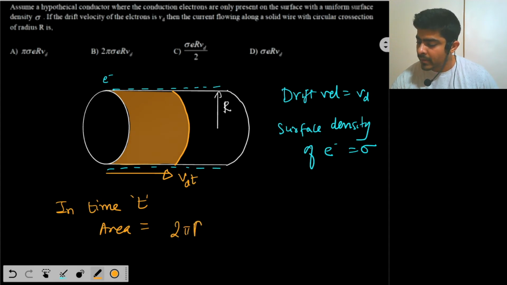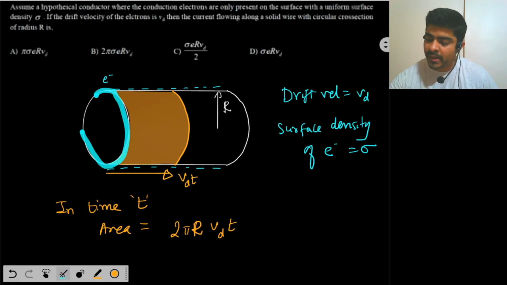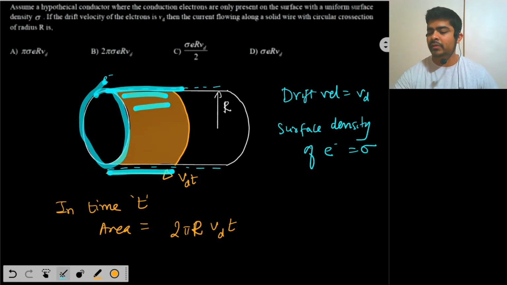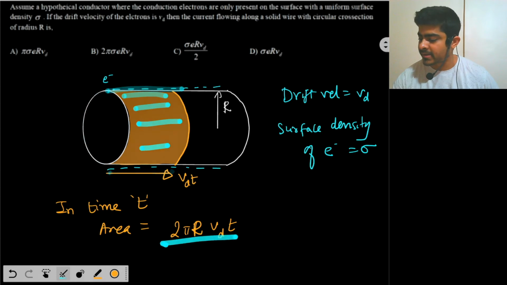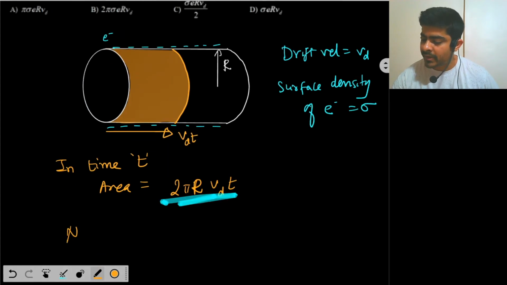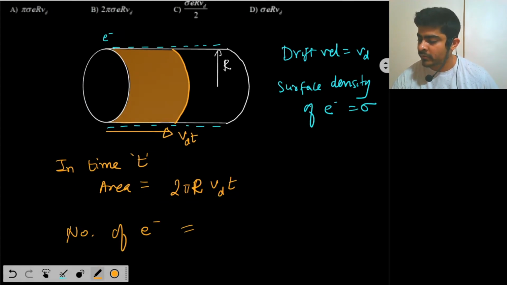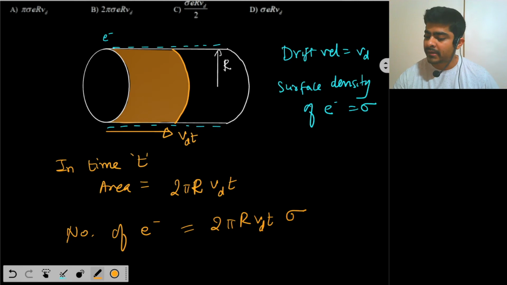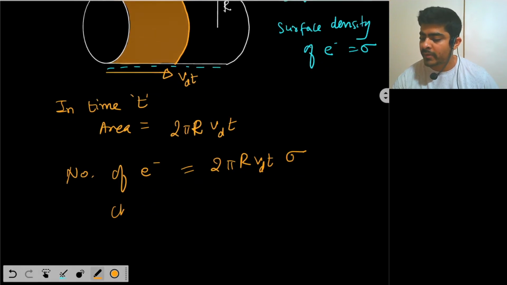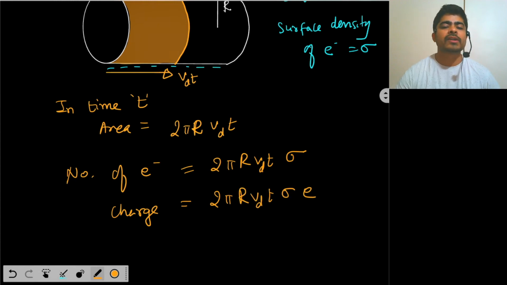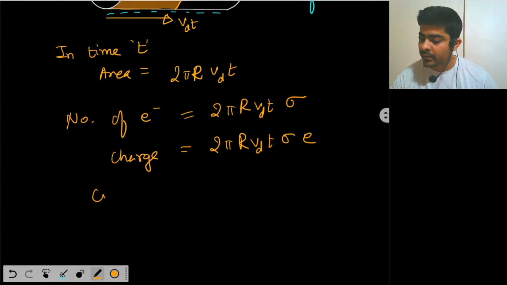2 pi r into Vd into t. Circumference is 2 pi r into length, gives us the curved surface area of the cylinder. This is the curved surface area. So the number of electrons crossing is how much? Number of electrons will be 2 pi r Vd into t into sigma. Then charge flow will be how much? Charge flowing in time t will be 2 pi r Vd into t into sigma into e, charge of one electron.